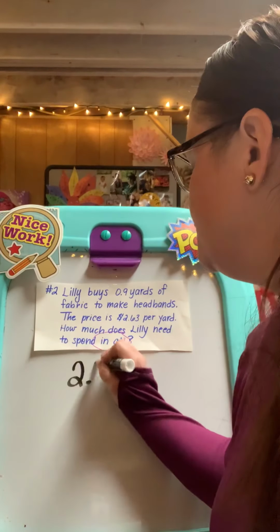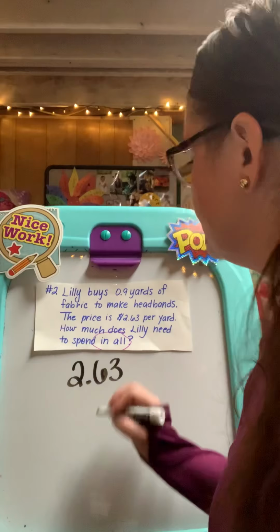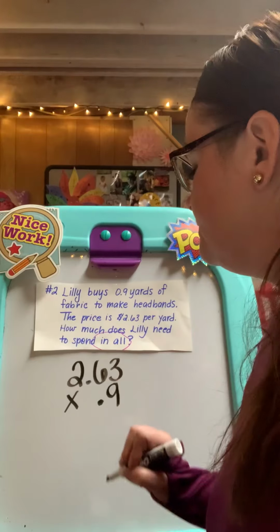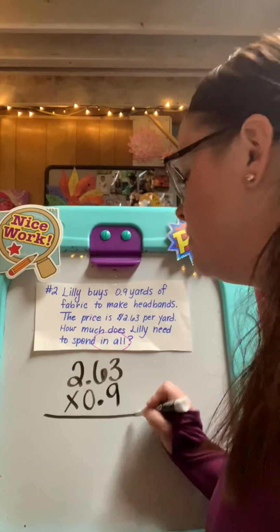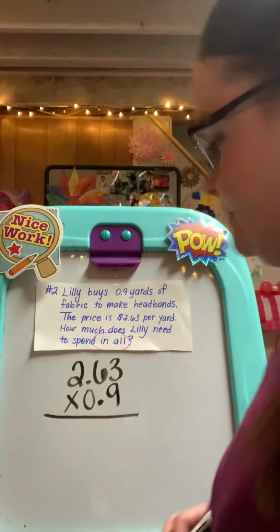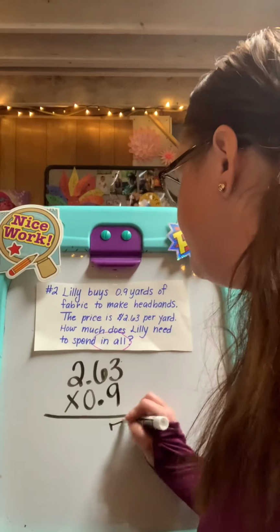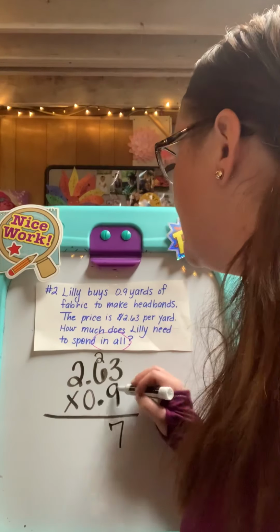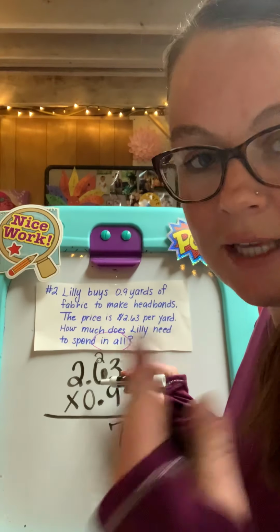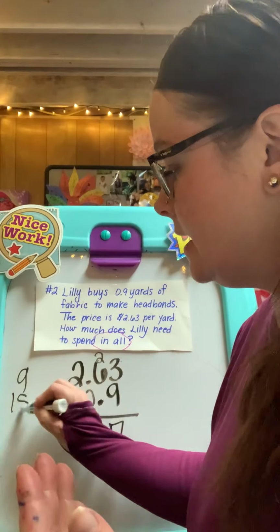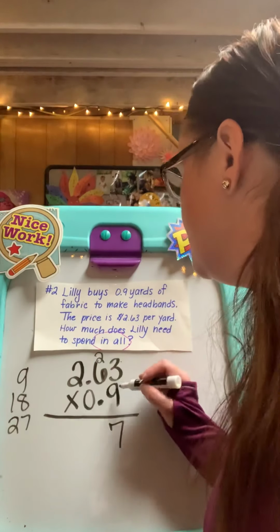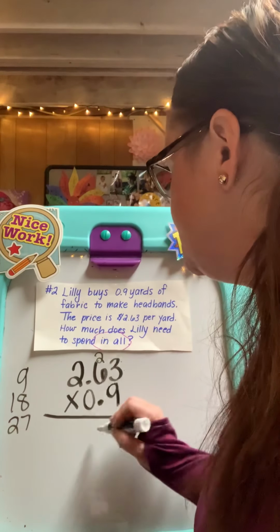So because this one has 3 digits, I'm going to put it on top. Then underneath, I'm going to write 9/10. I can put the 0 or not. There's 0 wholes. It wouldn't make any difference. Now I'm just going to multiply across. 9 times 3 is 27. Regroup. 9 times 6 is 54. And if you don't know what 9 times 6 is, you should be skip counting on the side, counting by 9s 6 times. So don't forget your strategies. 9 times 6 is 54, plus 2 is 56.